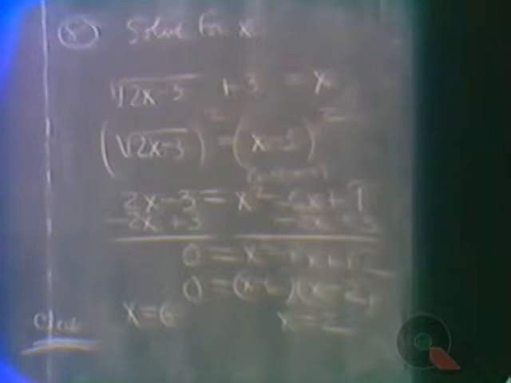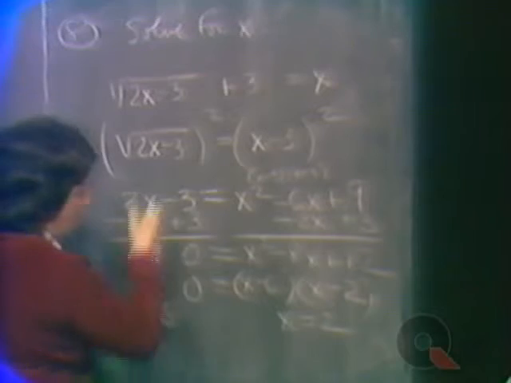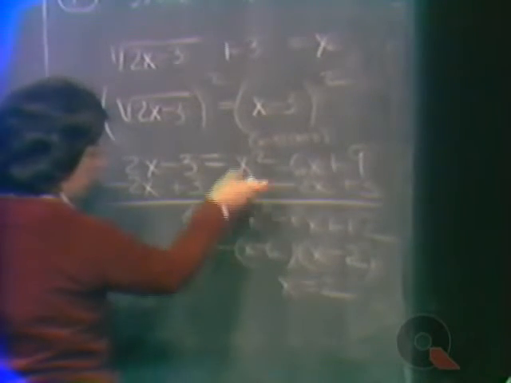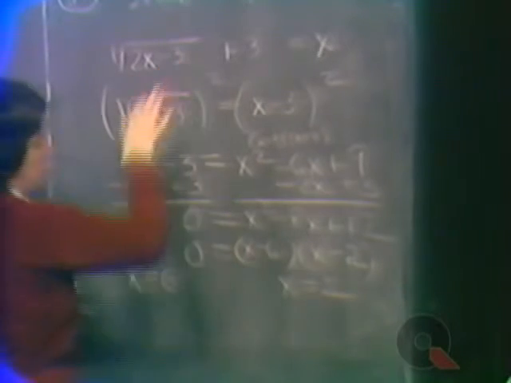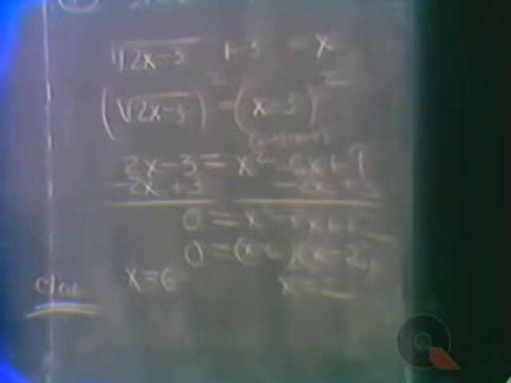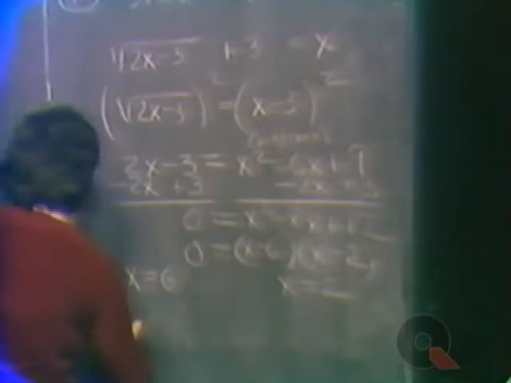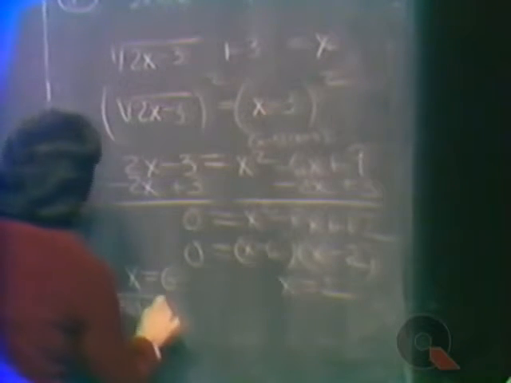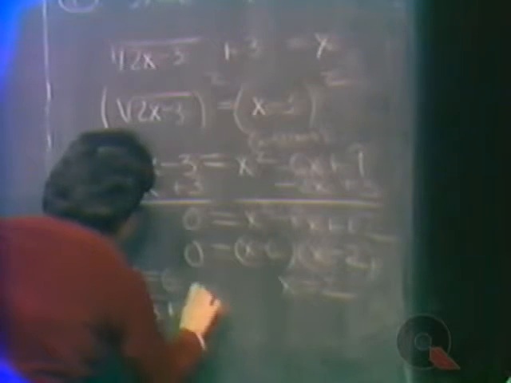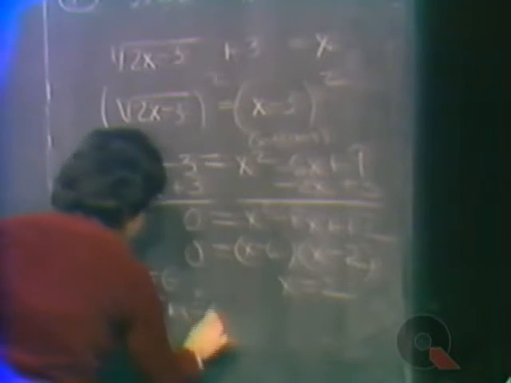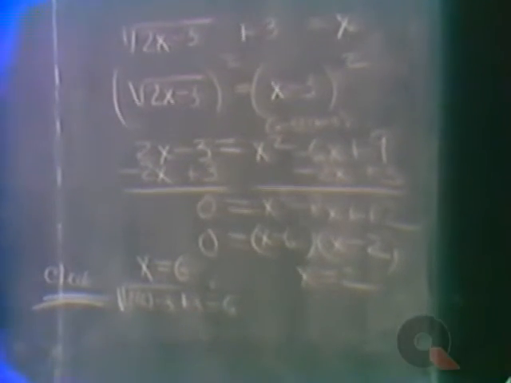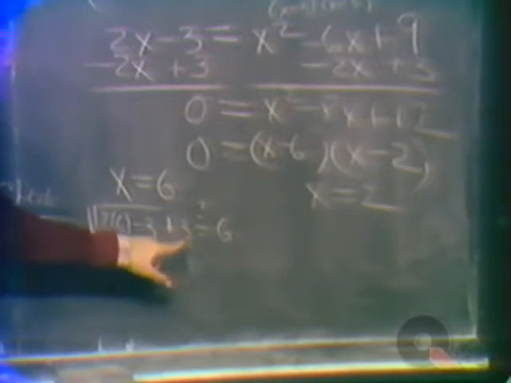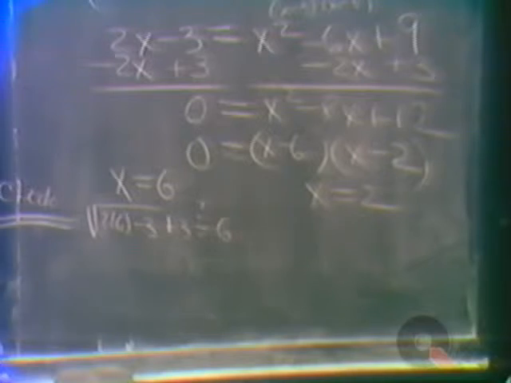Now, you check in the original equation, not in the squared equation. I'm assuming your arithmetic was all right and that this is really the solution to the squared equation. The question is, is it the solution to the original equation? So the square root of 2x minus 3, which is the square root of 2 times 6 minus 3, plus 3, should be equal to x, which is 6.